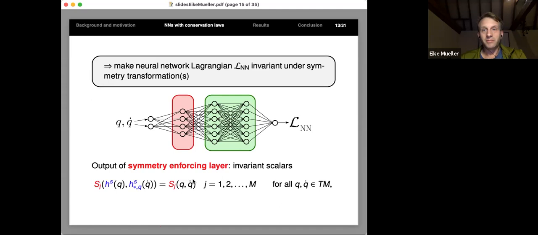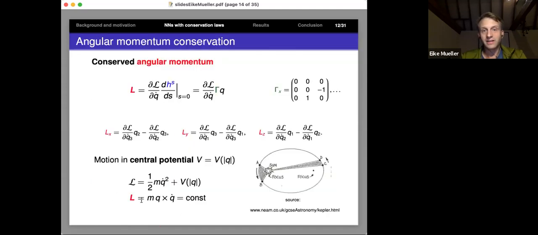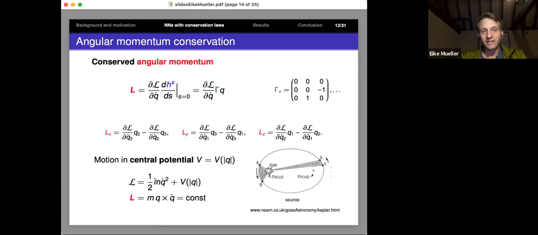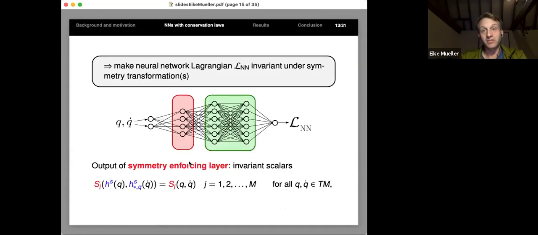So if we want to conserve angular momentum, the physical angular momentum that we have here, we will not recover this exactly, because that assumes that the Lagrangian has a particular form, but we will at least recover something which looks very similar. This is a bit like the shadow Hamiltonian that is conserved in symplectic integrators. Okay, so how do we do this?